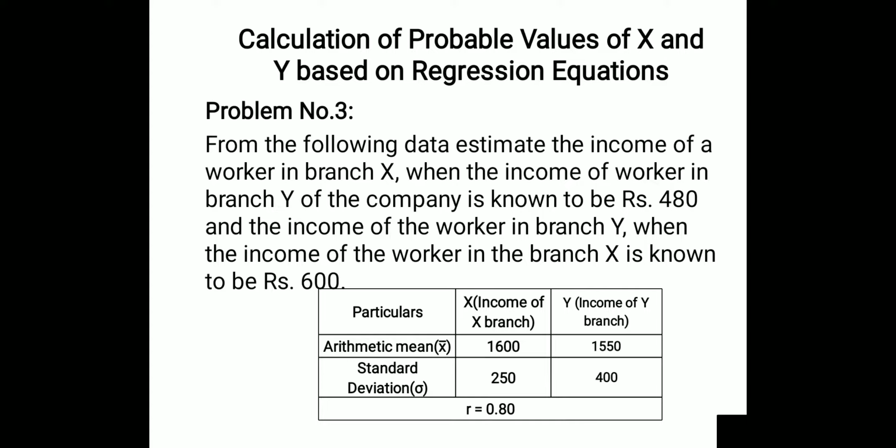From the following data, estimate the income of a worker in branch X when the income of the worker in branch Y of the same company is known to be rupees 480, and the income of the worker in branch Y when the income of the worker in the branch X is known to be 600. So here it is a verbal problem.